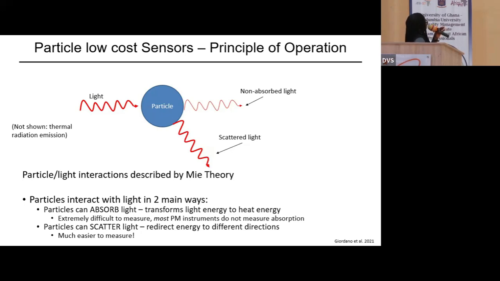One, the particle can absorb, and when it absorbs, it transforms light energy to heat energy. So this one is really difficult to measure. That's absorption. So it's easier to measure by scattering. So the particles can scatter light, redirect the energy to a different direction, like you see. And so we can now have an instrument here that will detect at this point, and then we're able to measure. Next one.